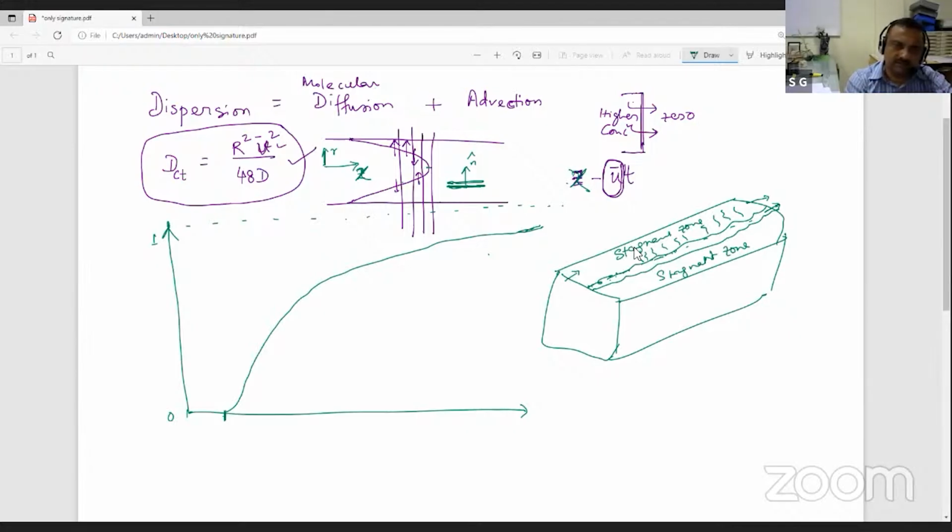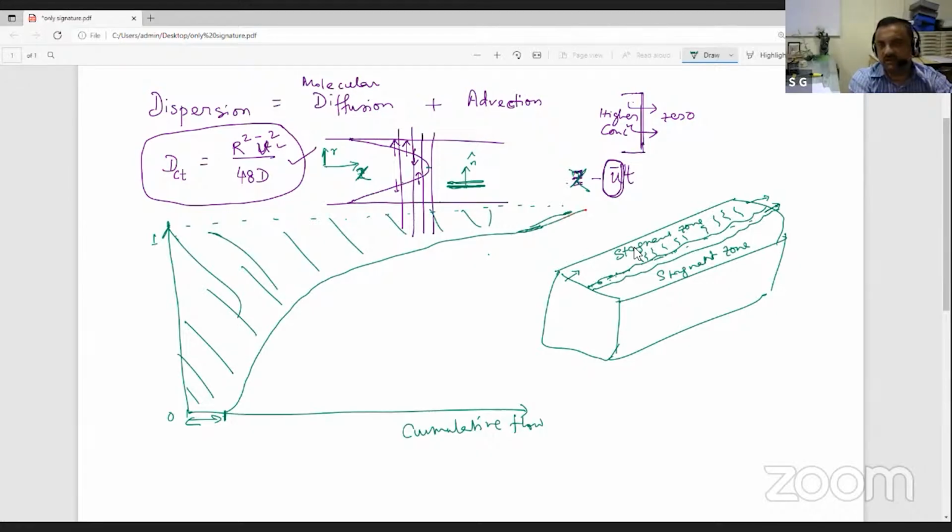If the x-axis is the cumulative flow, then this volume represents the volume of the crack. I mean, it can give you an estimate of the volume of this crack. Whereas when we look at the area under the curve here, it will reach 1 only when this entire block is at 1 concentration. Otherwise it will continue to show up at a lower concentration. So this will asymptotically reach a value of 1.